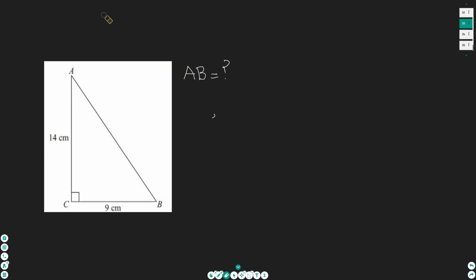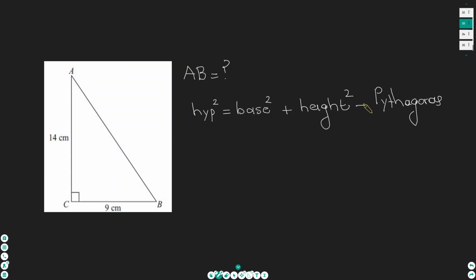Here I have a right angle triangle and I want to find the hypotenuse. The hypotenuse is the side opposite to the right angle. This is the AB. The Pythagoras theorem is the hypotenuse square equals base square plus the height square. In this case, the hypotenuse is the AB.